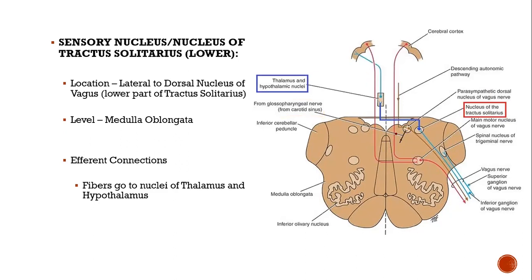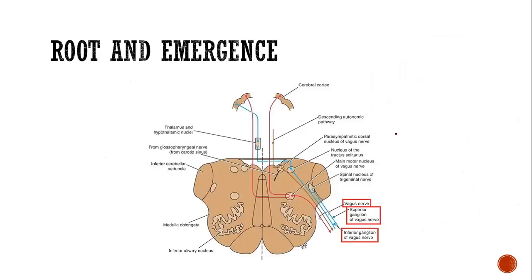The sensory nucleus, obviously, is going to receive information from the periphery, and then it's going to give it back to the thalamus. It's basically the lower part of the tractus solitarius, so the location is exactly the same. And as for the efferent connection, the fibers are coming from the nuclei of the thalamus and hypothalamus. So the root is going to be similar to that of the glossopharyngeal nerve, and the emergence is exactly the same. It emerges from the junction between the inferior cerebellar peduncle and olive, but just inferior to the glossopharyngeal nerve.